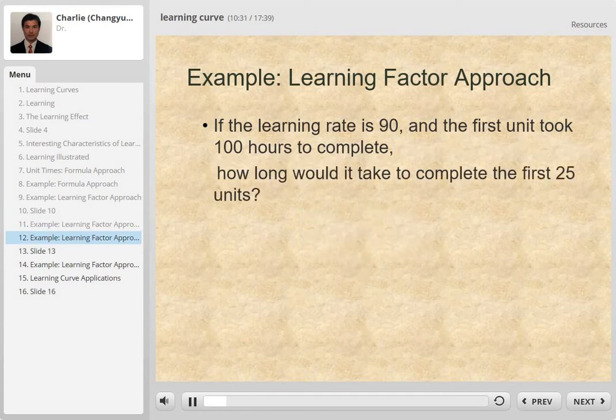Second question. Now, if the learning rate is 90%, the first unit took 100 hours to complete, so it's the same thing. How long would it take to complete the first 25 units? The first 25 units means the time we need to finish from the first one until the 25th one. So all the time we need from 1, 2, 3 all the way to 25. How do we do this?